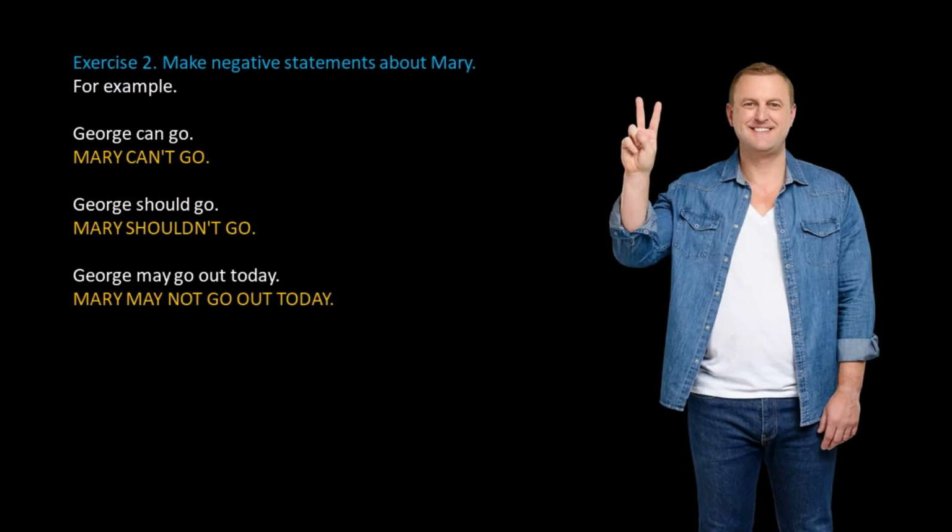Exercise 2. Make negative statements about Mary. For example, George can go. Mary can't go. George should go. Mary shouldn't go. George may go out today. Mary may not go out today.